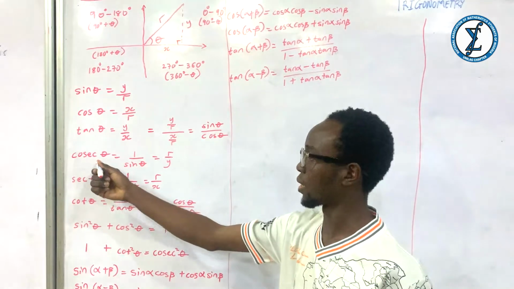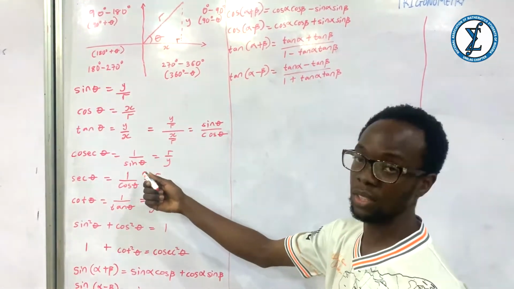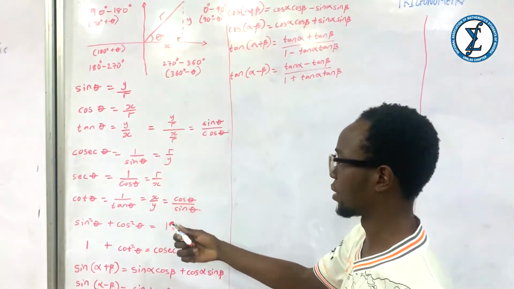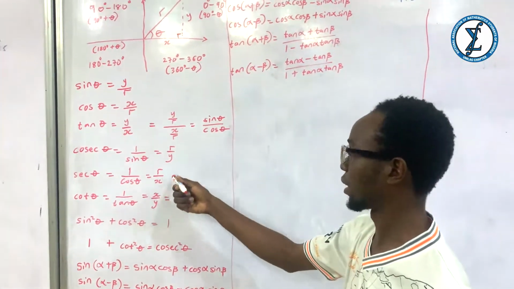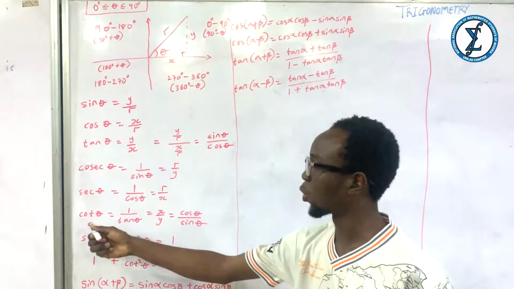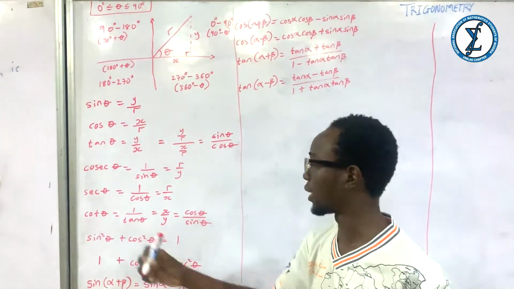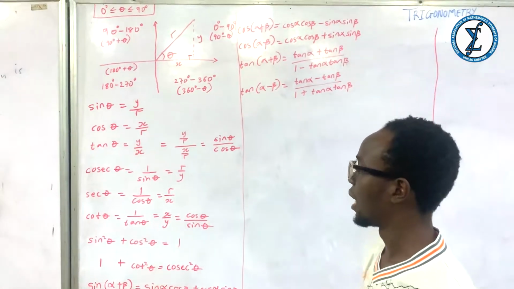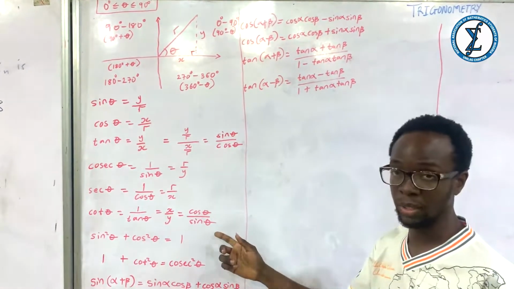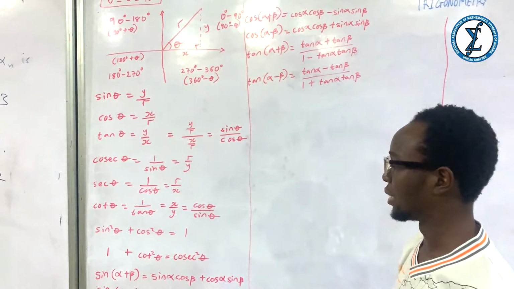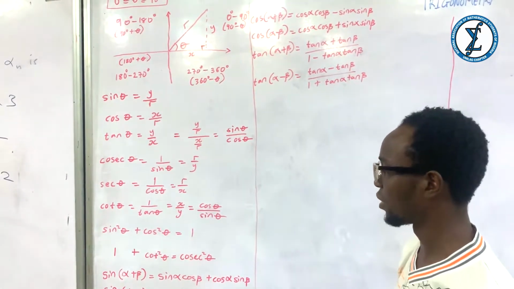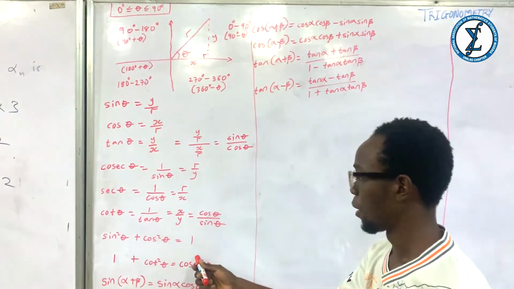Now, we have the inverse trig ratios as well. So, cosec theta is 1 over sine theta. That gives us r over y, as you can see. Sec theta or secant of theta is 1 over cos theta, gives us r over x. And then cotangent of theta, cot theta, gives us 1 over tan theta, and that gives us x over y, as you can see.